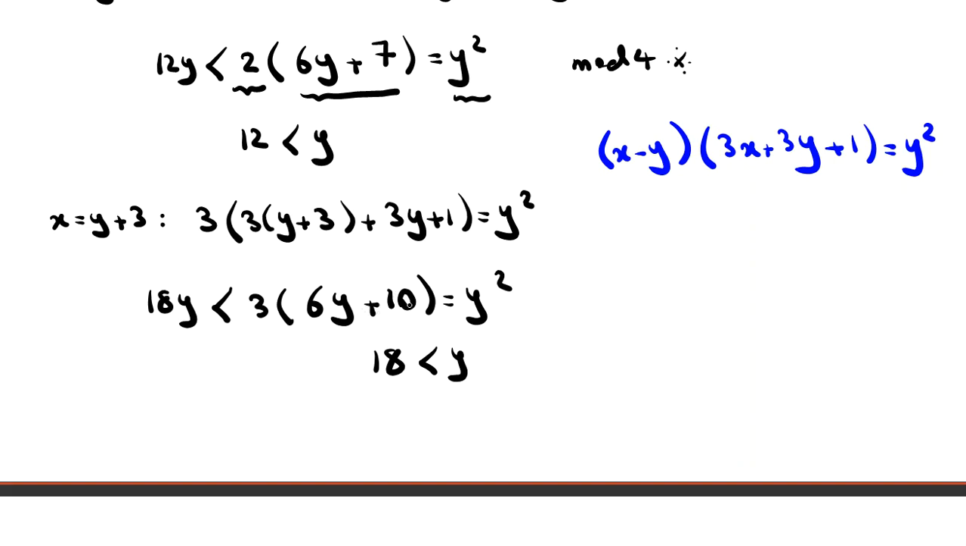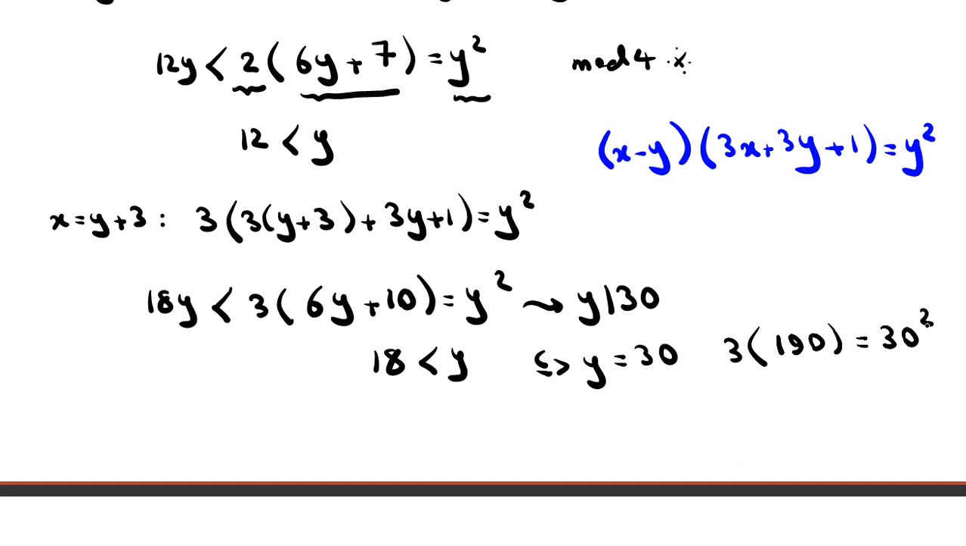We can check divisibility again, or you can say again the right side is a multiple of 4 and the left side is even. Okay, so maybe it's a multiple of 4. Here y divides 18y, so y divides 30. So the only divisor of 30 that's greater than 18 is y equal to 30. If you replace y with 30, then it will be 6 times 30 is 180 plus 10, 190, and it should equal 30 squared. The left side is a multiple of 19, the right side is not a multiple of 19.